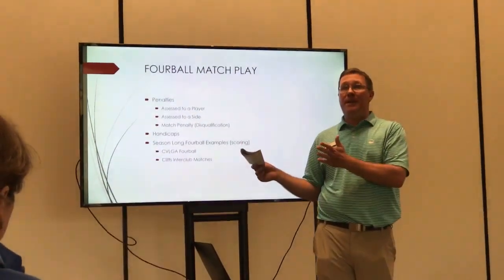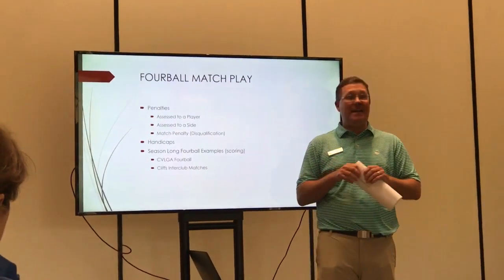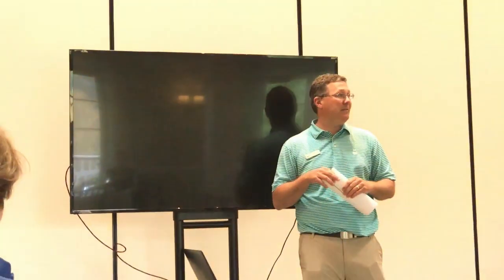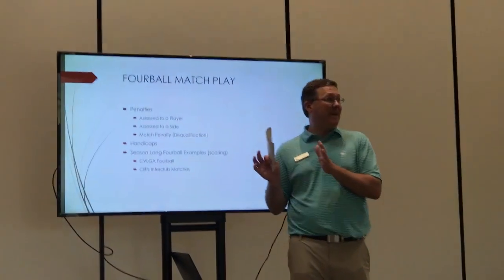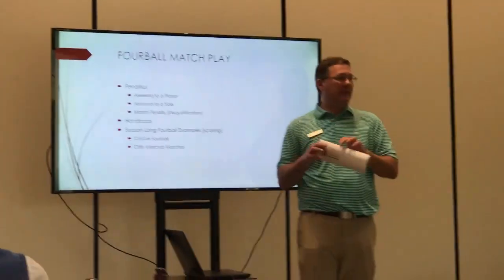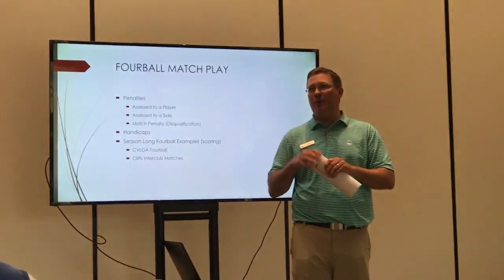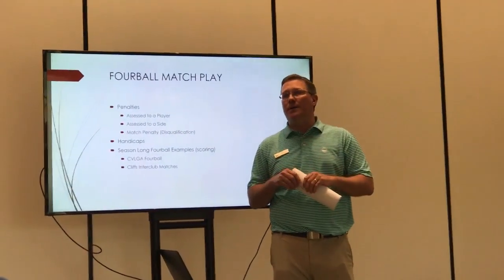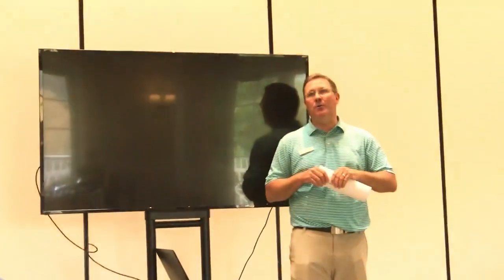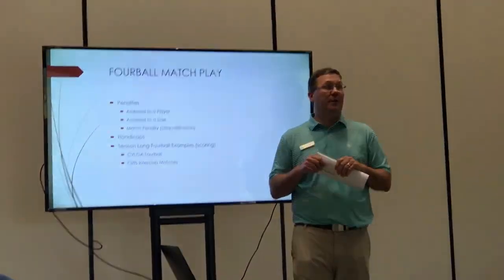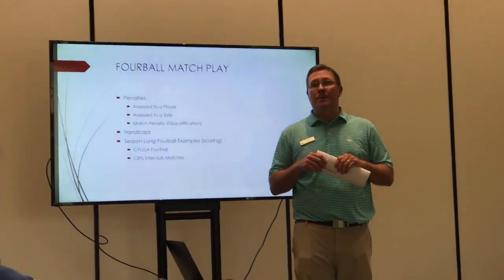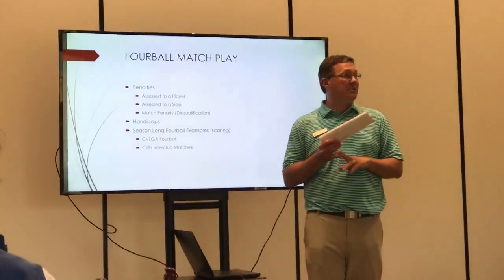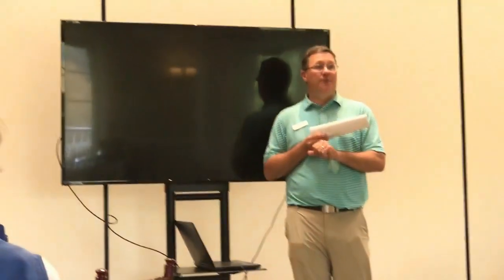At the end, it should add up to 18. So 10-8, 9-9, 11-7. If it doesn't add up to 18, then look back and it's likely that you put a half where a 1 should be or something like that, or 2 1s instead of a 1 and a 0, or 2 zeros. That's going to be true of our interclub matches as well as the CBLGA 4-ball match play.